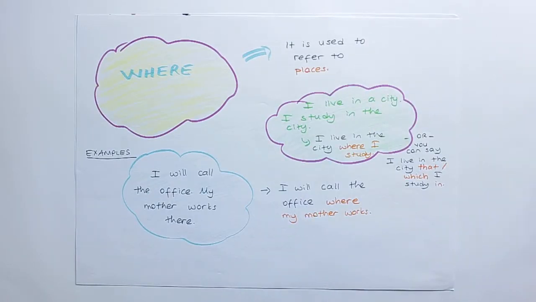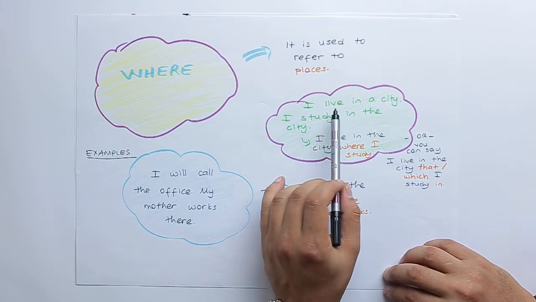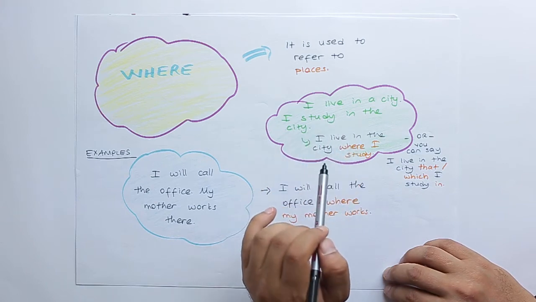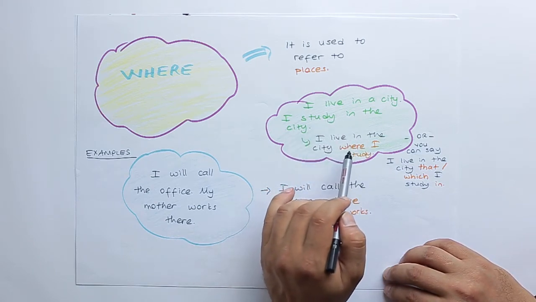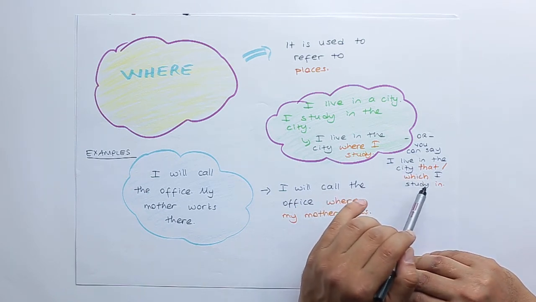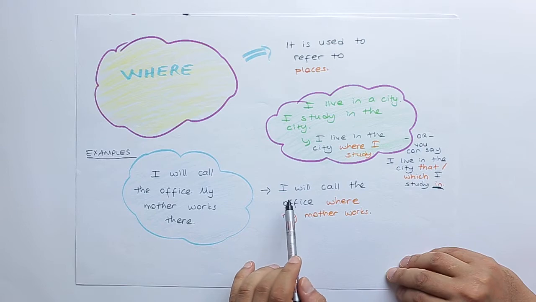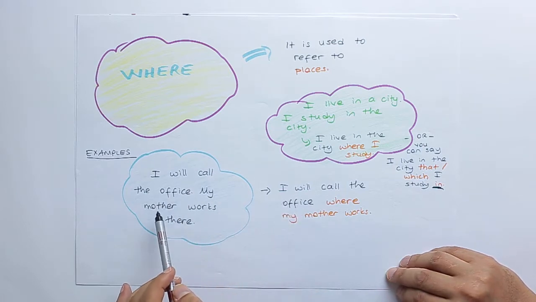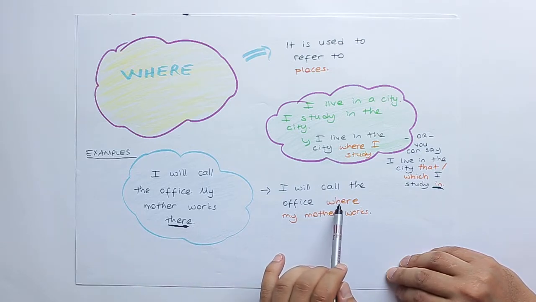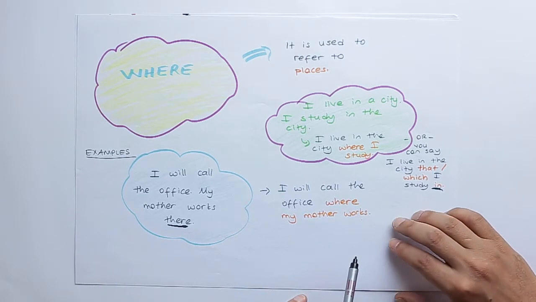And the next one is where. Where is used to refer to places. As an example, I live in a city. I study in the city. I live in the city where I study. Or you can also say, I live in the city that I study in. Be careful here. There's a preposition here. Or, I will call the office. My mother works there. I will call the office where my mother works. Okay. These are the examples for the relative pronoun where.